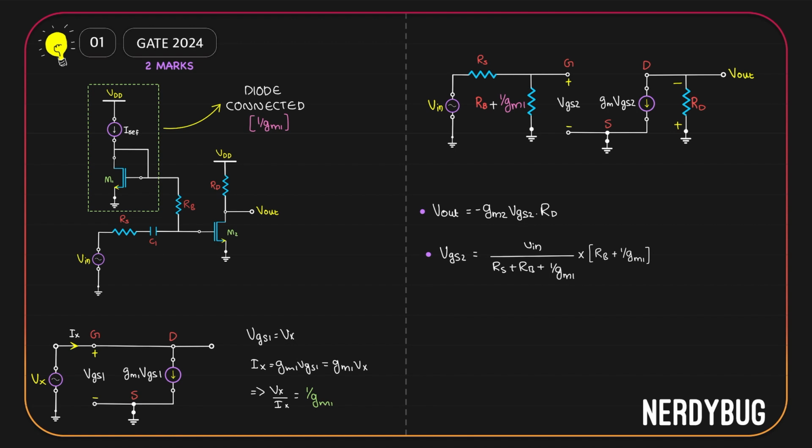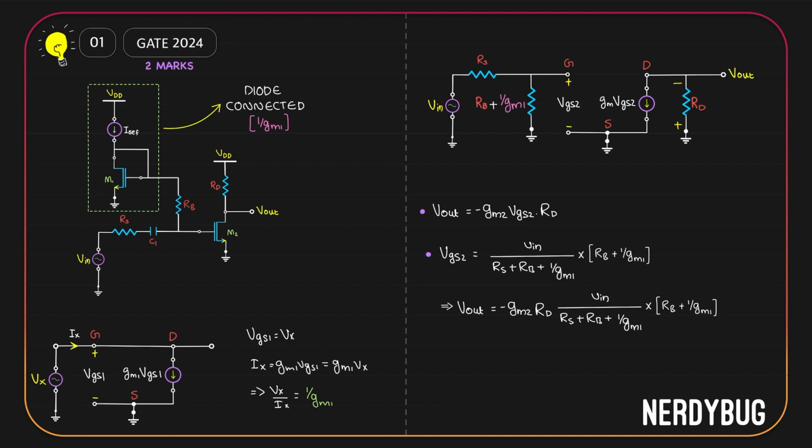Let us replace the VGS2 in this equation with what we found over here. Then we get Vout is minus Gm2 Rd multiplied by Vin divided by Rs plus Rb plus 1 by Gm1, multiplied by Rb plus 1 by Gm1.